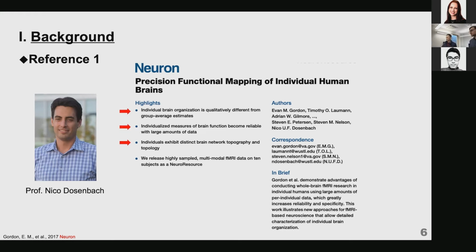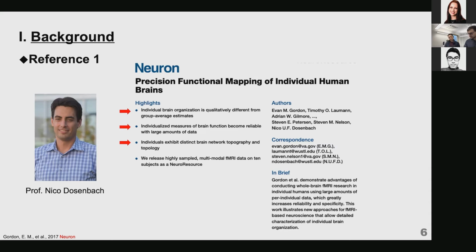And in this paper, they found that the individual brain organization is quantitatively different from group average estimates. And also they found that the individualized measures of brain function become reliable with large amounts of data. And last, they also found that individuals exhibit distinct brain network topography and topology.